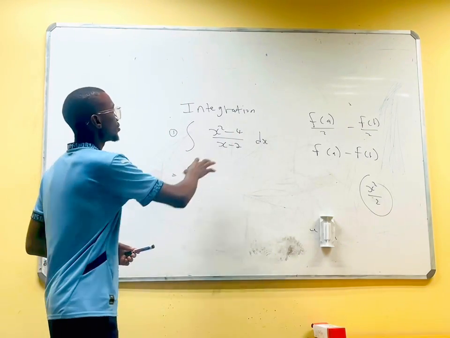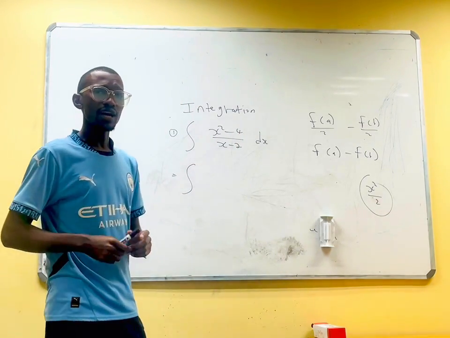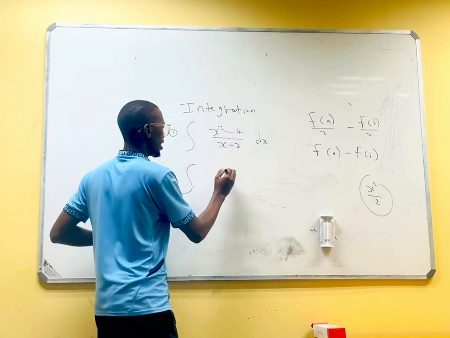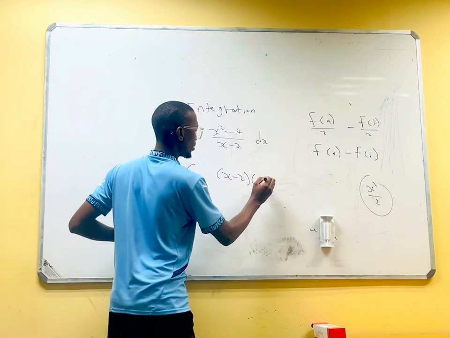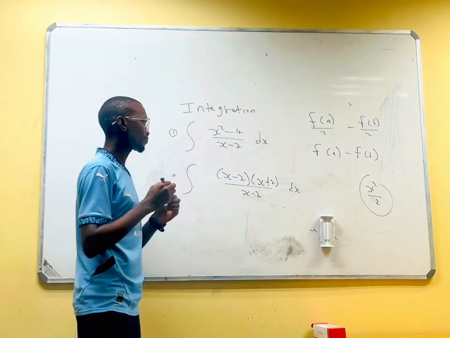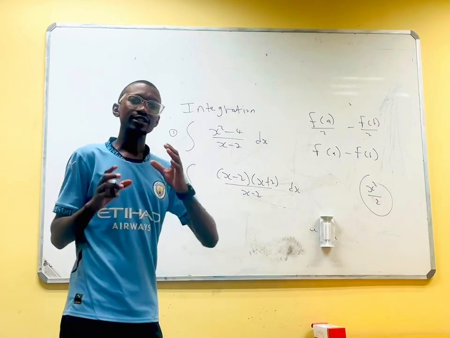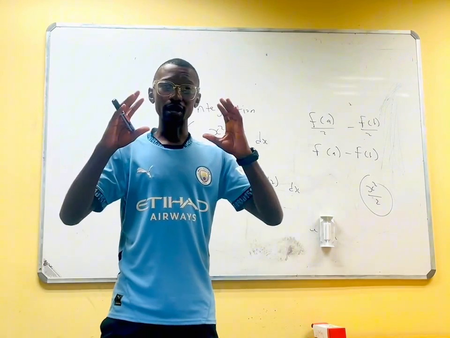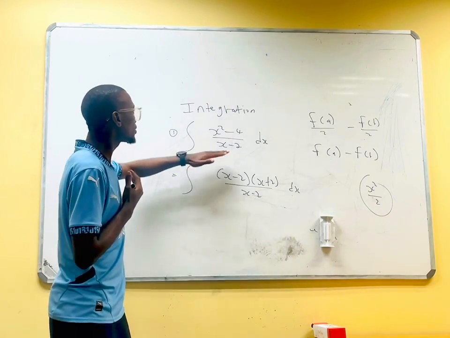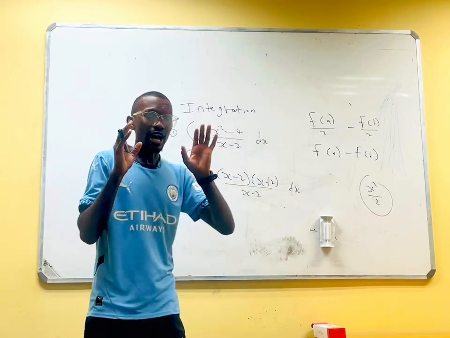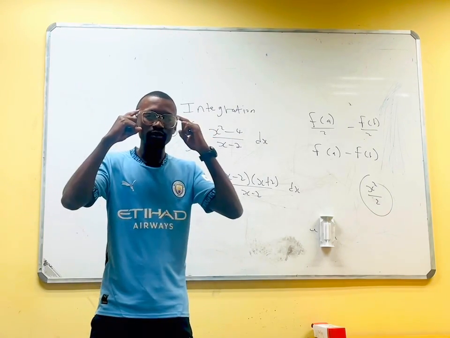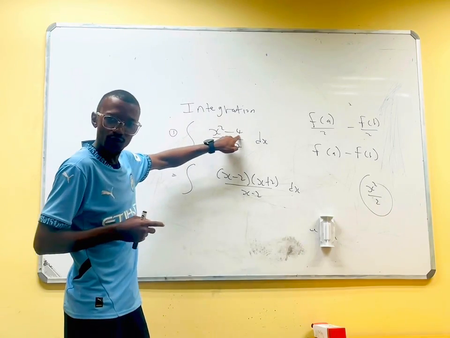Let's continue. So now I have the difference of two squares here, and I need to apply it, which gives me x minus 2 times x plus 2, all divided by x minus 2, dx. Okay? The difference of two squares, which is part of algebraic skills, has actually helped me simplify this, because I was so stressed: how am I going to do this? But I had to remember, this is the difference of two squares.